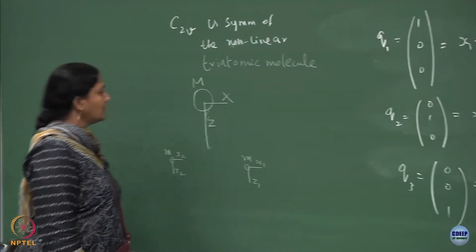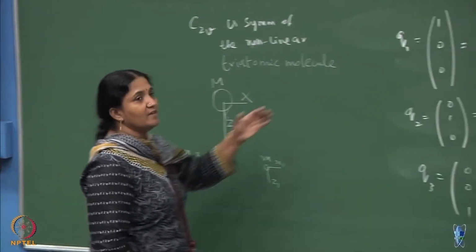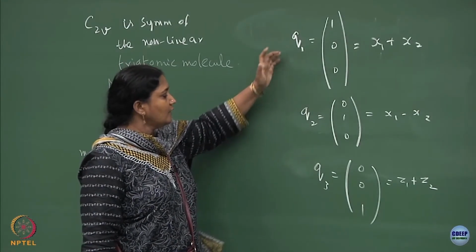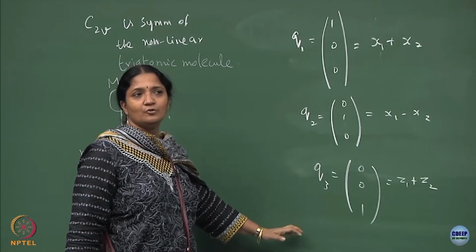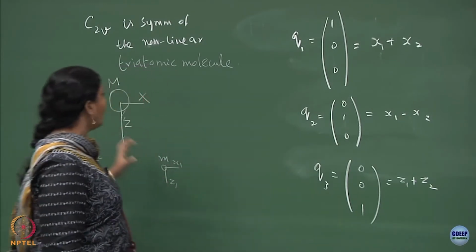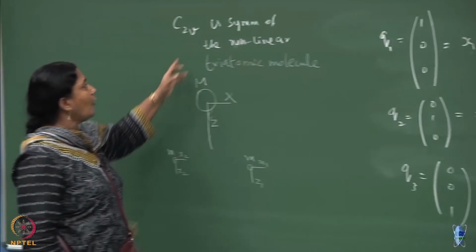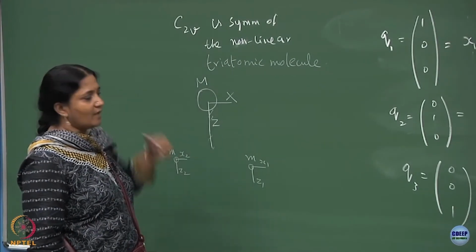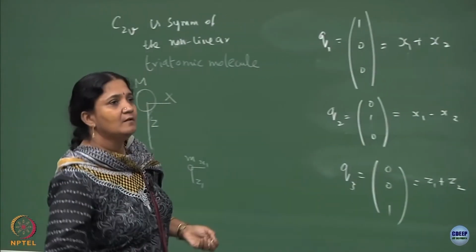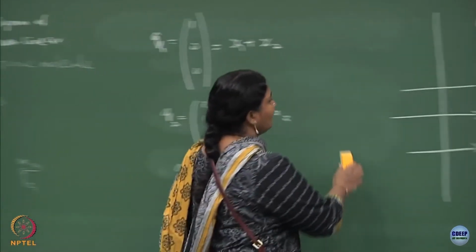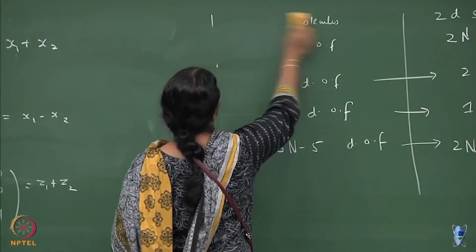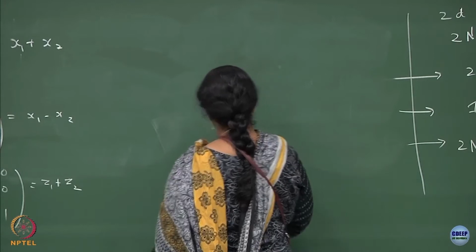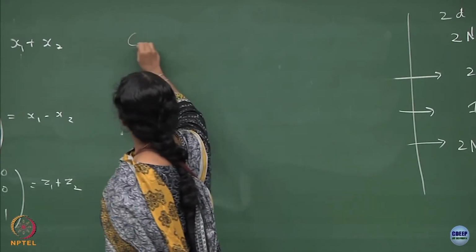Now, how do I write in this basis? In terms of the Q1, Q2, Q3 basis, I want to write the matrix representations of all the elements of C2V. The identity element is trivial, but if you want to write the C2 element, what happens? What does C2 do?